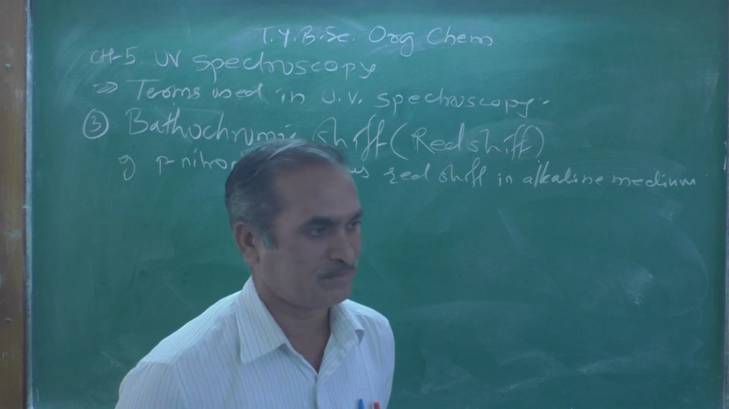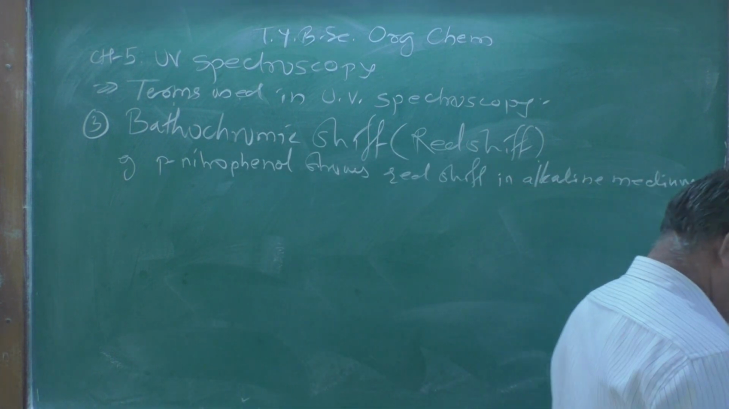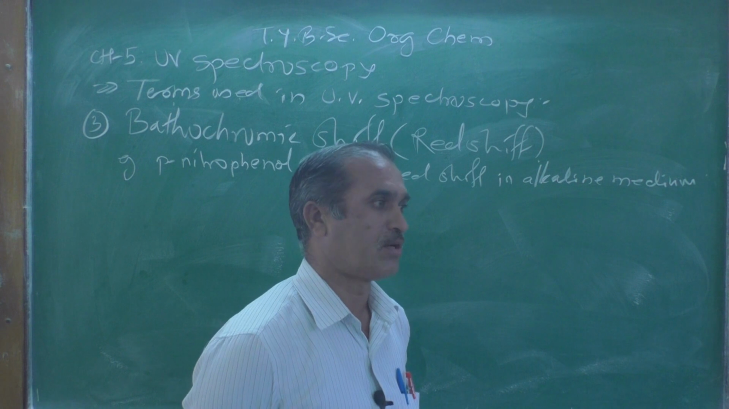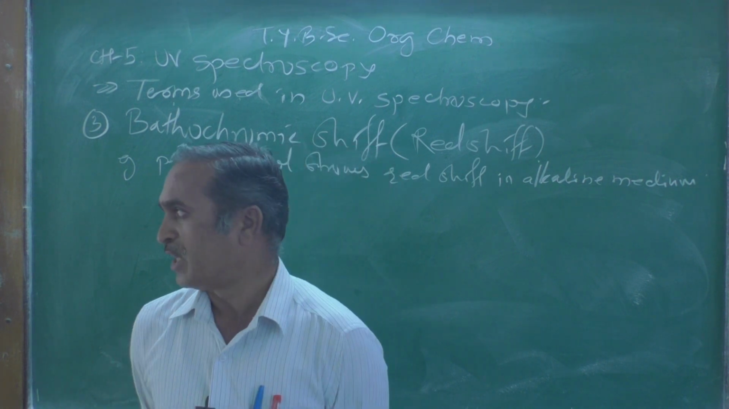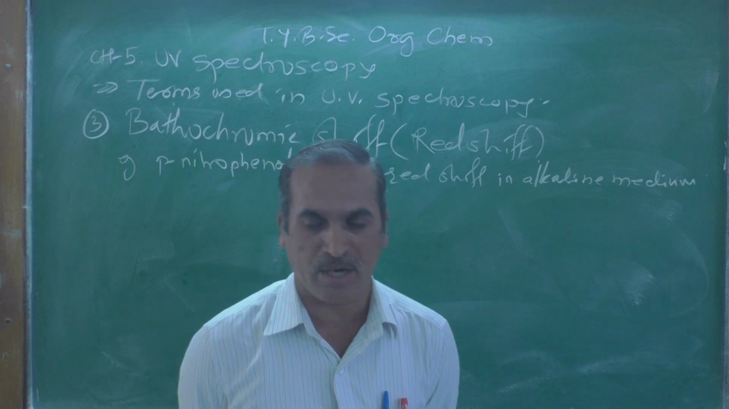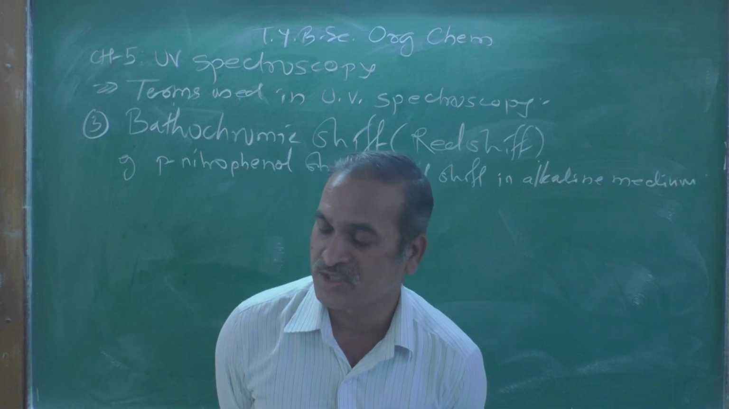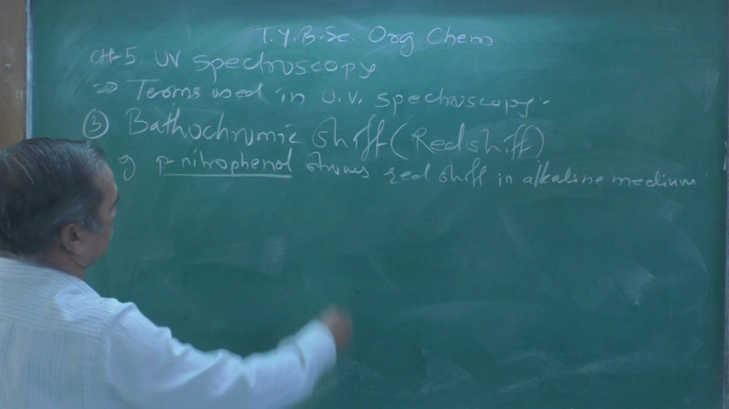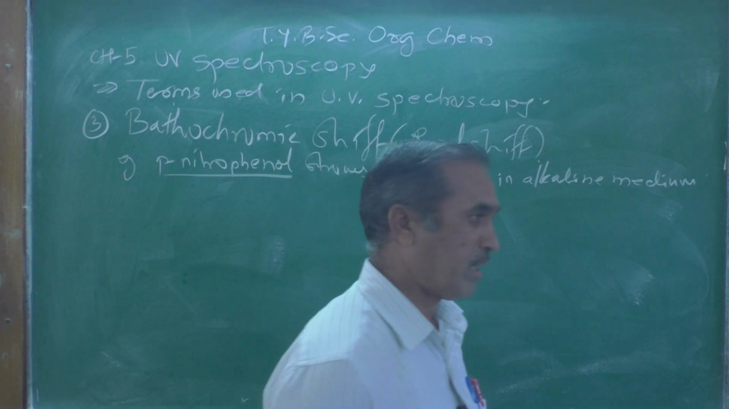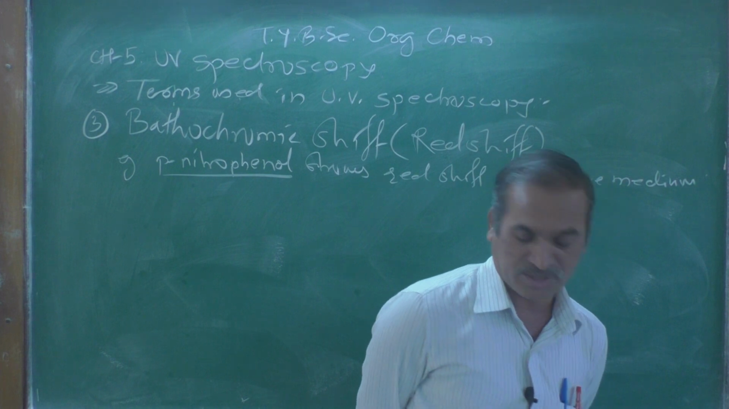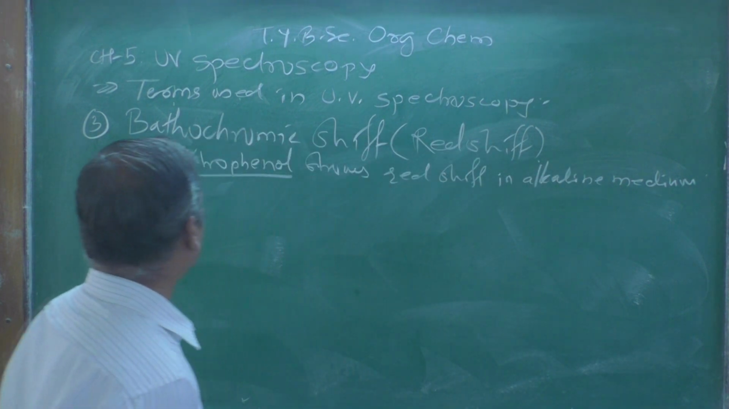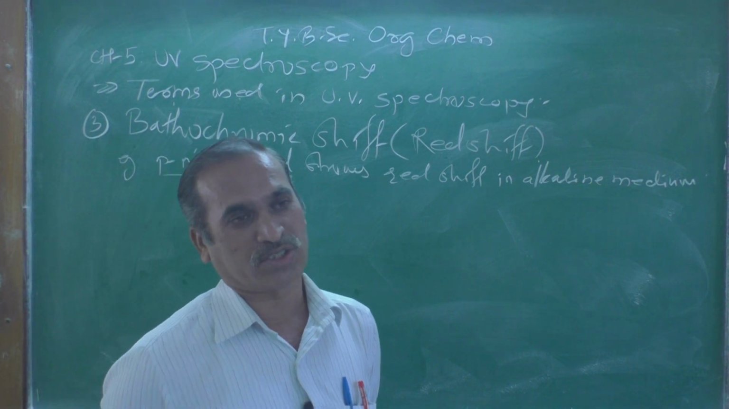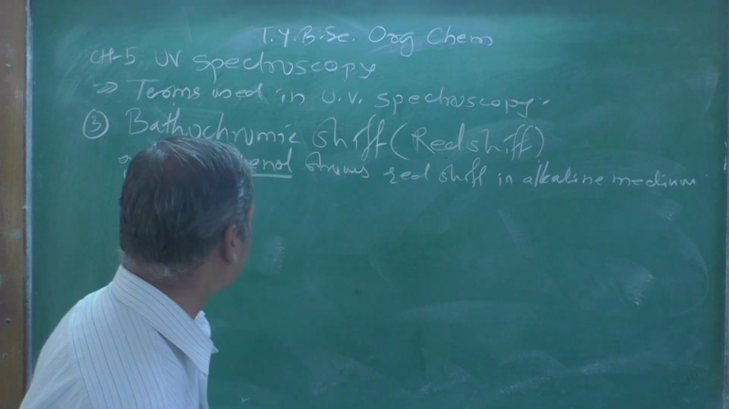First of all, you are an organic student, so you must know the structure of the organic compound. Once you are able to draw the structure of the organic compound, your half work is done here. That is a very essential requirement for answering such types of questions. So I hope the majority of you know the structure of para-nitrophenol.